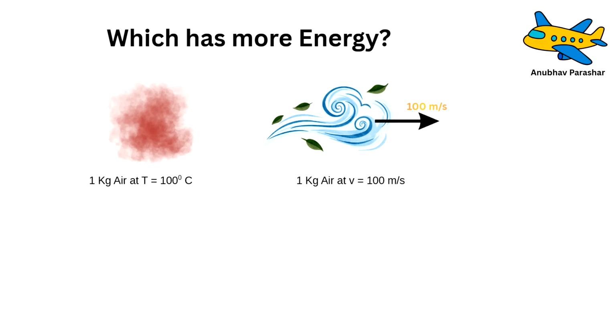Now let us try to answer this question: which has more energy, 1 kg of air at temperature 100 degrees centigrade or 1 kg of air at velocity 100 meter per second? You can understand that this one is related to kinetic energy, right? So what is the total energy? Half m v square. Mass is 1 kg, so this is half into 1 into 100 square, which comes out to be around 5000 joules. Joules is the unit of energy, so this is 5 kilojoule.